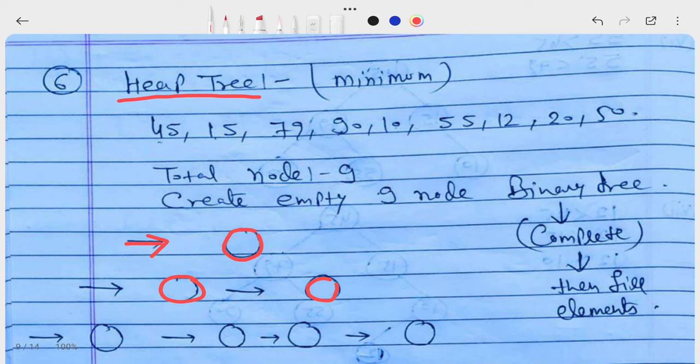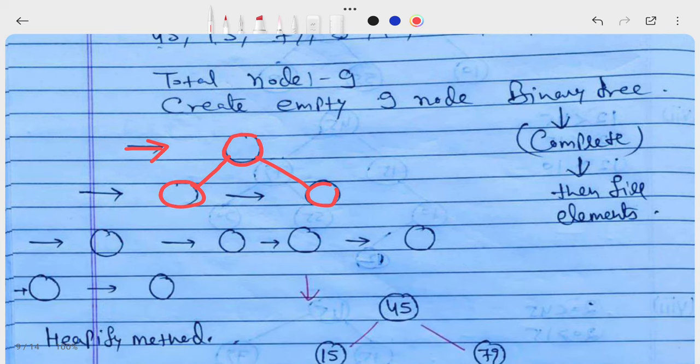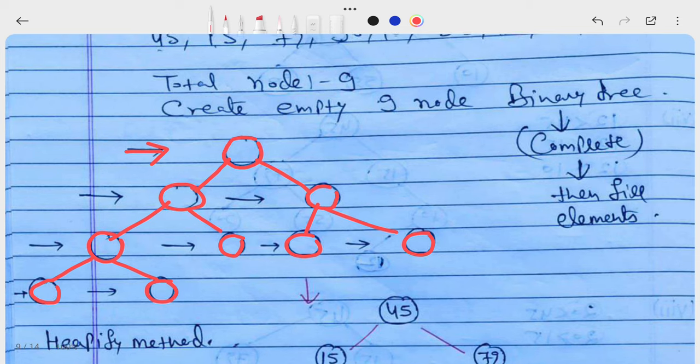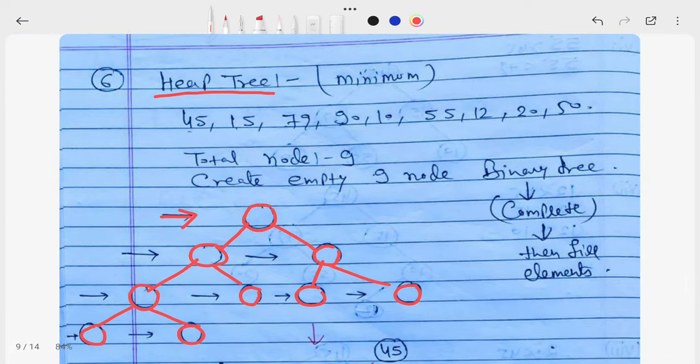So now at first you will fill this one, then you will fill this one. Okay, now see here, suppose then this node you will fill, then this node, then this node, then this node, then this node, then this node. This is the way to fill a complete binary tree. If you are not able to understand, I will show one example.